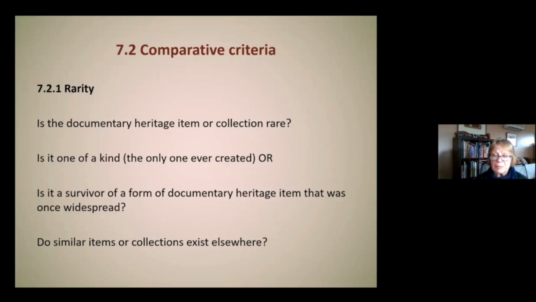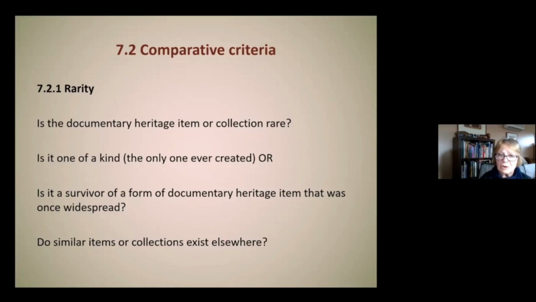The last set of criteria are the comparative criteria. And the first of these is rarity. And this, of course, means whether there's very few of these items still left in circulation. And rarity, of course, is an indication of value in many marketplaces. And the same thing happens in documentary heritage.